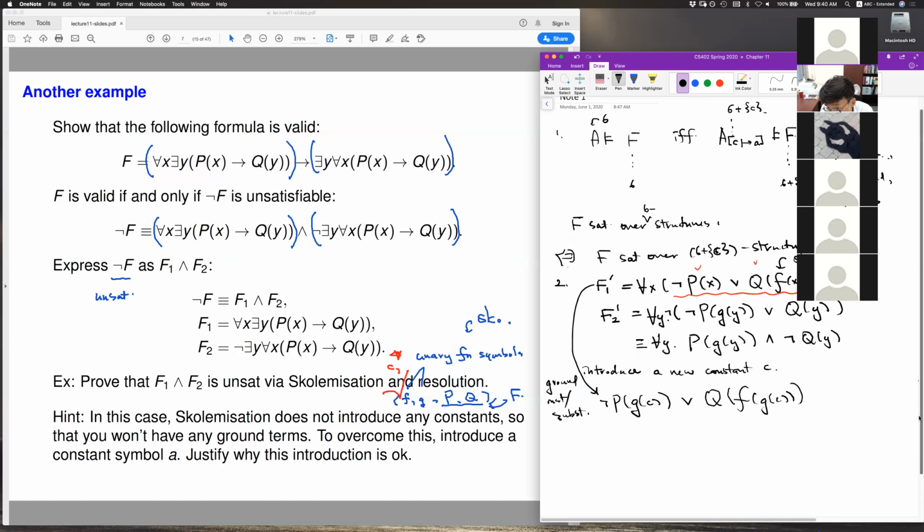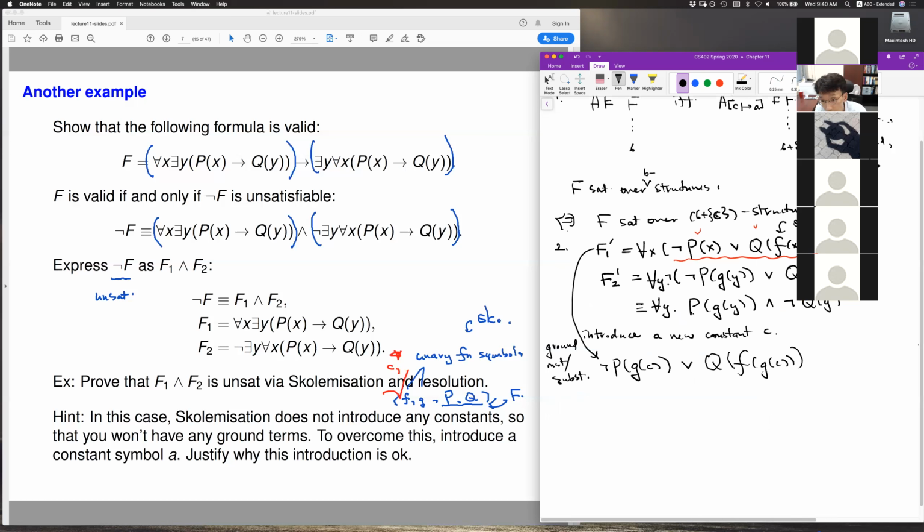And then now we instantiate f2 prime. We replace y by the constant c, and then take only the first clause in this conjunction. If we do so, then we end up with p of g of c. That's coming from f2 prime with this specific instantiation.